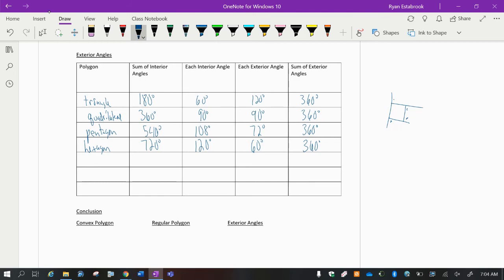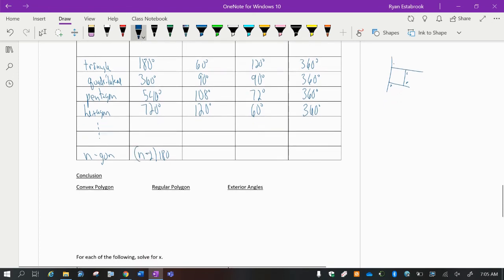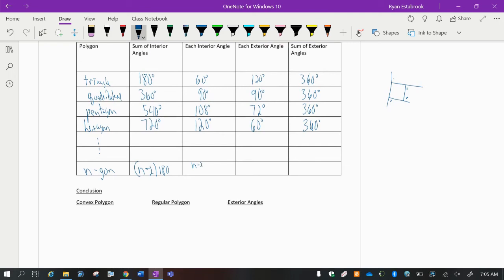So we can keep going and going. Let's go down to an n-gon, a polygon with n sides. The sum of the interior angles is that formula, n minus 2 times 180. Each interior angle is also a formula for us: n minus 2 times 180 divided by n. Then each exterior angle would be 180 minus that, which is looking like a pretty complicated formula. And then the sum of the exterior angles, we always multiplied n by whatever this column was. Or as you see, the pattern is it's always going to be 360 degrees.